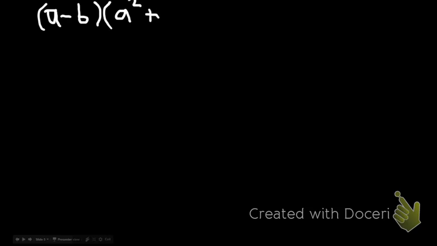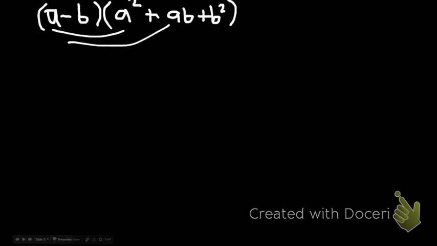if you took something like u minus v, you know what, let me do a minus b, because it's easier to distinguish when you're writing. And then times a squared plus ab plus b squared. If we just multiplied all that out, watch what happens. So take this a and distribute it to all three.